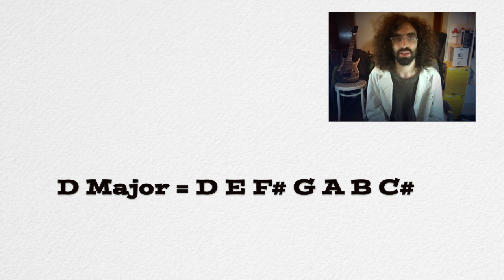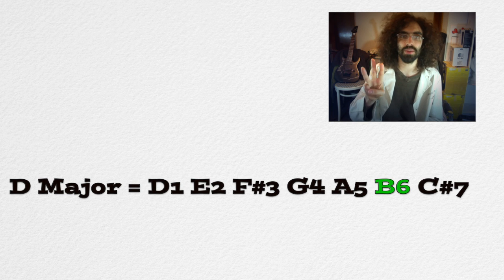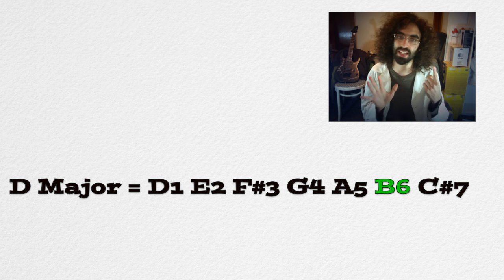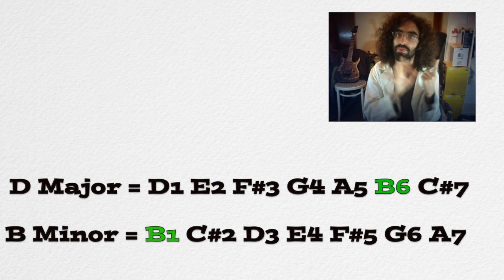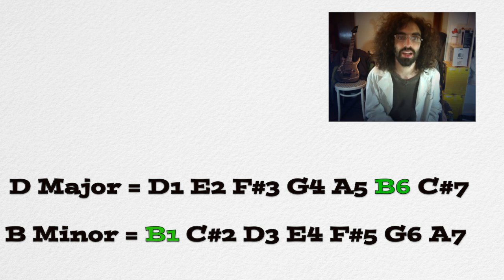And you can count up. D is 1, E is 2, F sharp is 3, G is 4, A is 5, and B is 6. And that's where your relative minor is going to start, on the sixth note. So if I ask you, what's the relative minor of D major? The answer is B minor, because B is the sixth note of the D major scale.